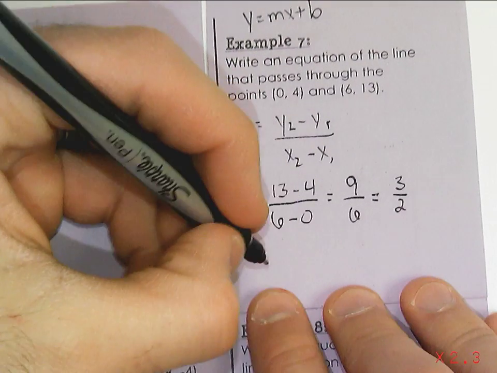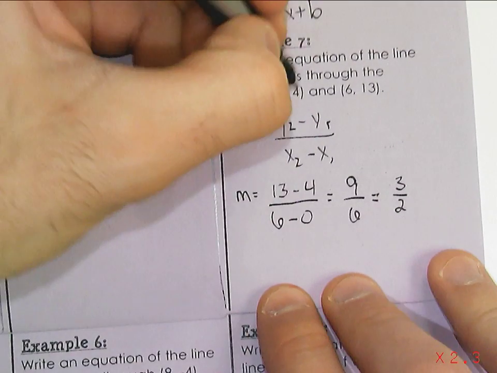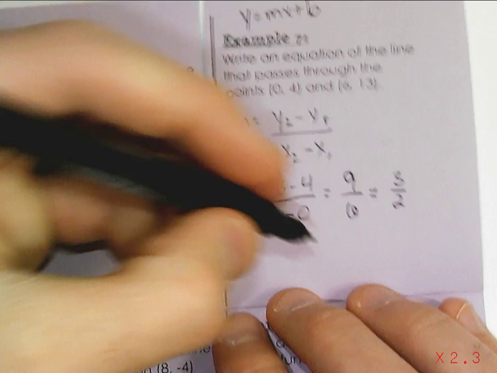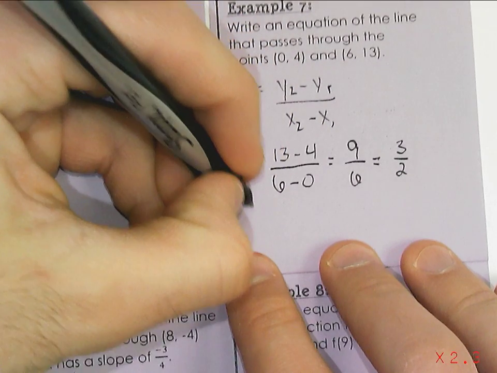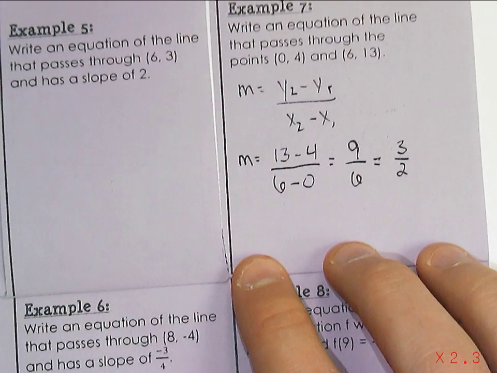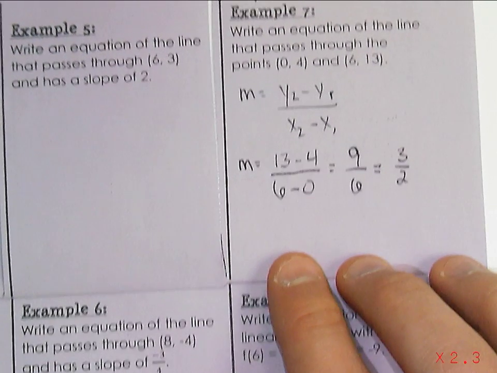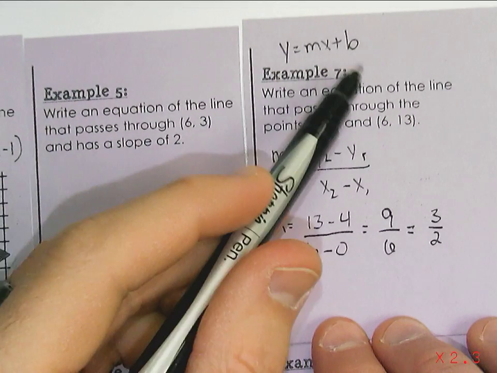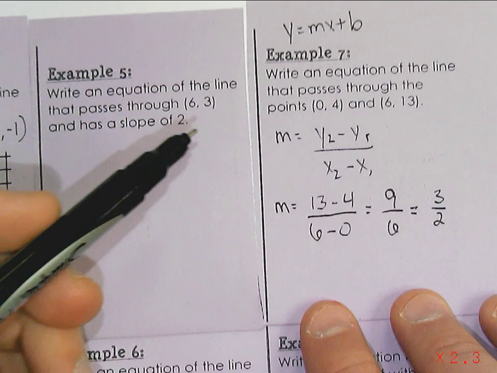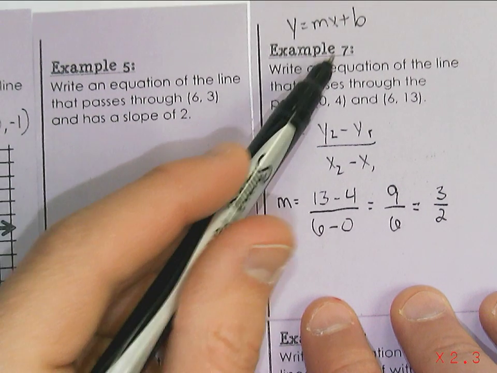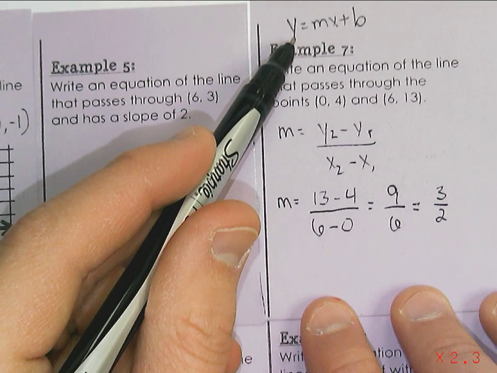So let's fill in what we know. And you can use either of these points and you should get the same equation. So let's use 0, 4. I like that better. I feel like it's going to be easier to work with than 6, 13. So we're going to fill in the parts that we know, like we did up here. So I'm using 0, 4 as the point that I want to plug in for my x and y values.